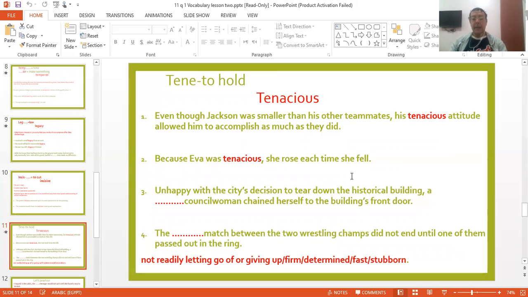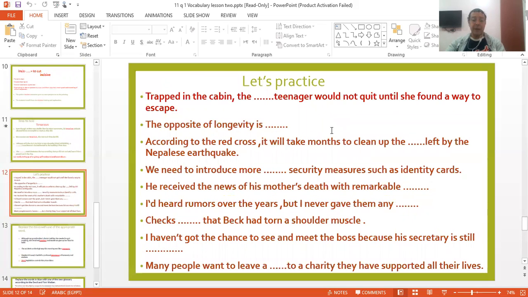Tenacious. Okay, give me some examples. Because Eva was tenacious, she rose each time she fell, right? And even though Jackson was smaller than his other teammates, his tenacious attitude allowed him to accomplish as much as they did because he was stubborn. All right, let's look at another vocab item.